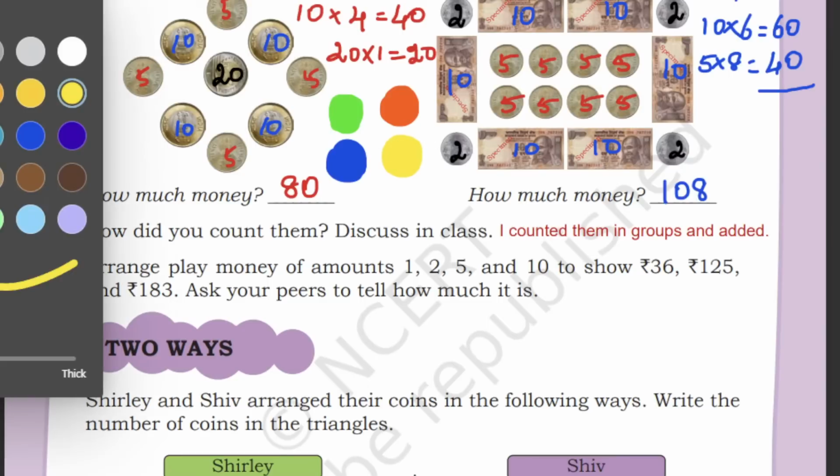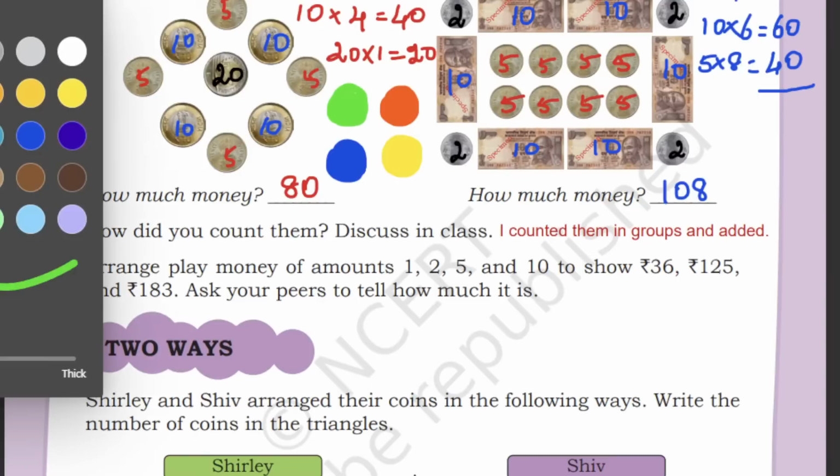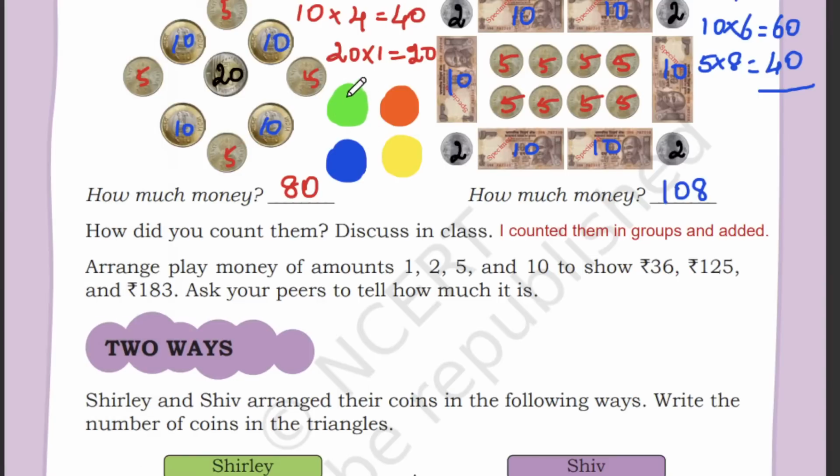Okay, I'll take green and I'll take a little bigger one. So green color is 1. Okay, I'm going to name them so it will be easy for identification. So this is 1 rupee, this is 2 rupees, this is 5 rupees and this one is 10 rupees.